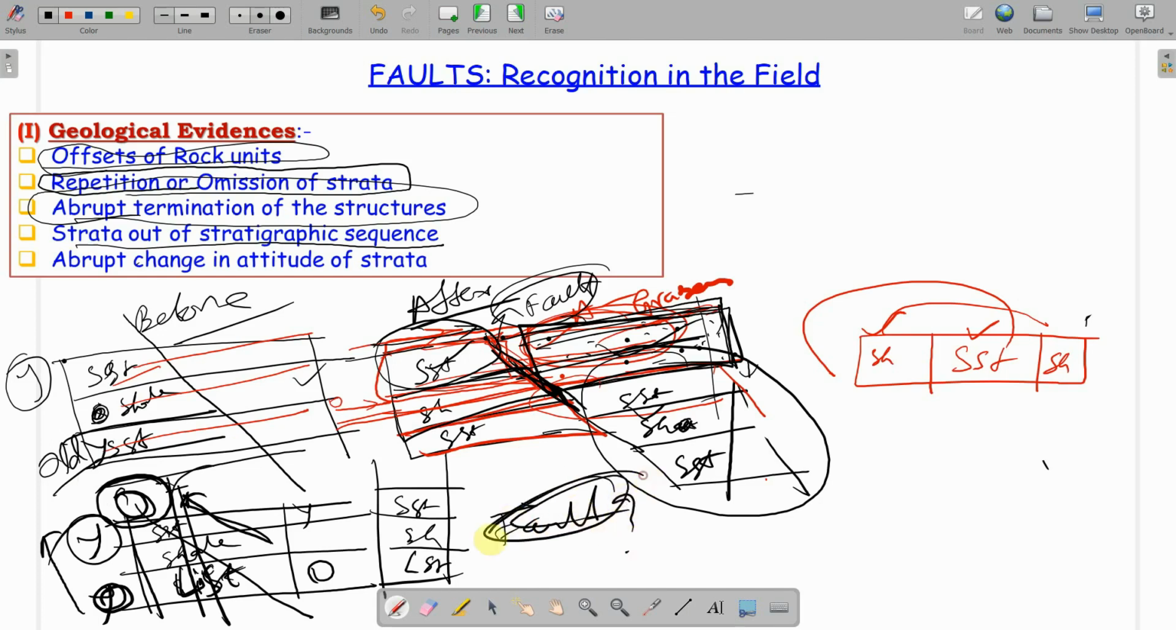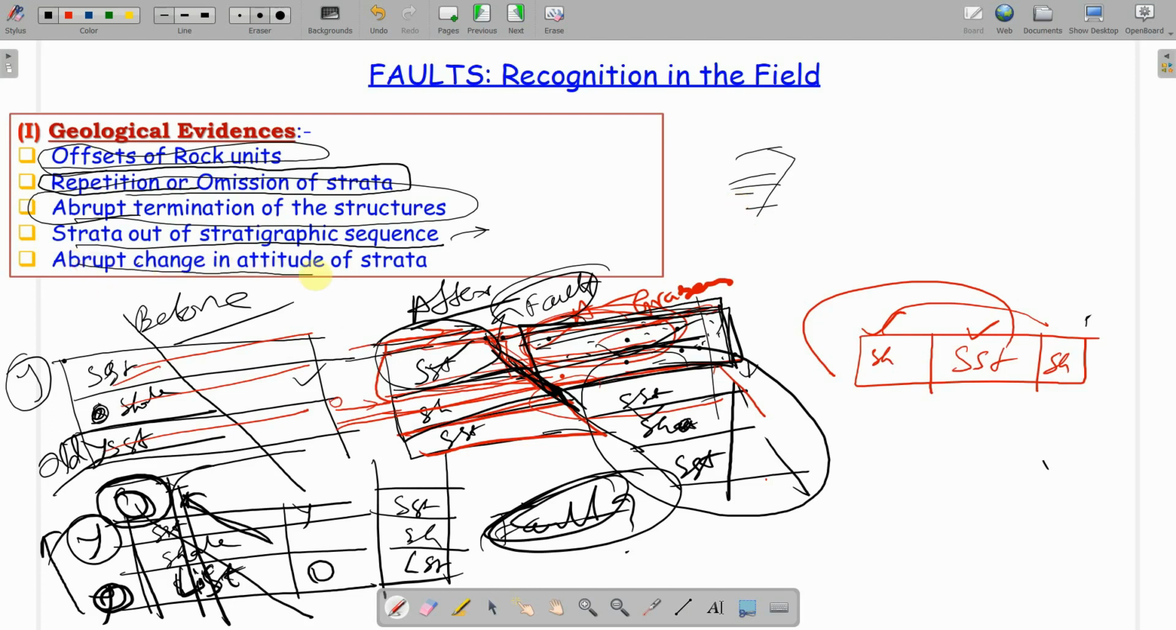But with only one piece of evidence, you cannot say it's a fault plane or anything. So you have to consider all these possibilities, and if some of the possibilities come out right, then you can go for the conclusion that it's a fault.